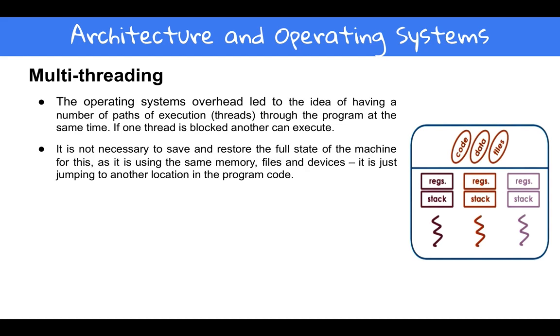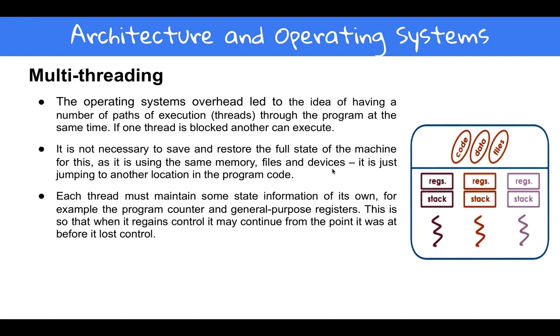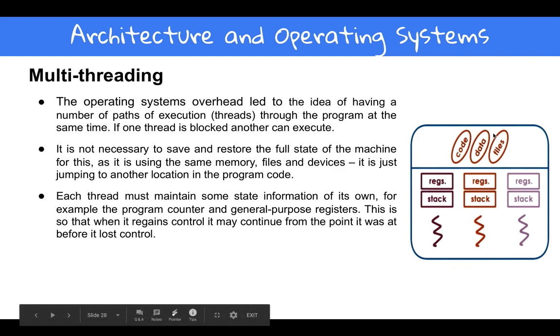It's not necessary to save and restore the full state of the machine for this. Each of them is just jumping to another location in the program code because they're running a set of instructions. So instead of running all of them by this one thread, that can be done by multiple threads. Each thread must maintain some state information on its own, so it only has to save this amount of information, not the whole thing.